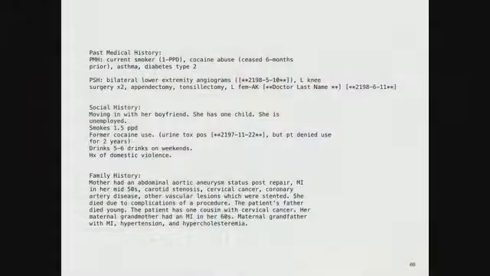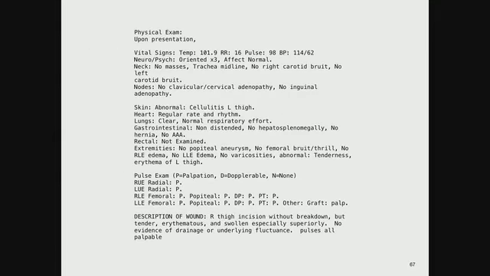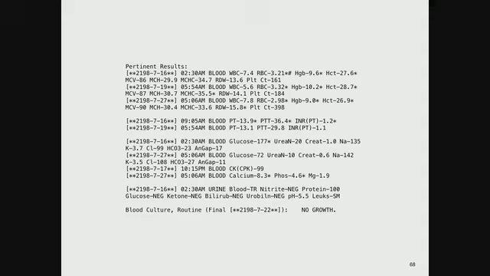Okay, so we have past medical history: 1 pack a day smoker, abused cocaine but says she stopped 6 months ago, has asthma, type 2 diabetes, social history, family history. These are the physical exam results, so it's giving you a lot of information about the person. Description of the wound down at the bottom.